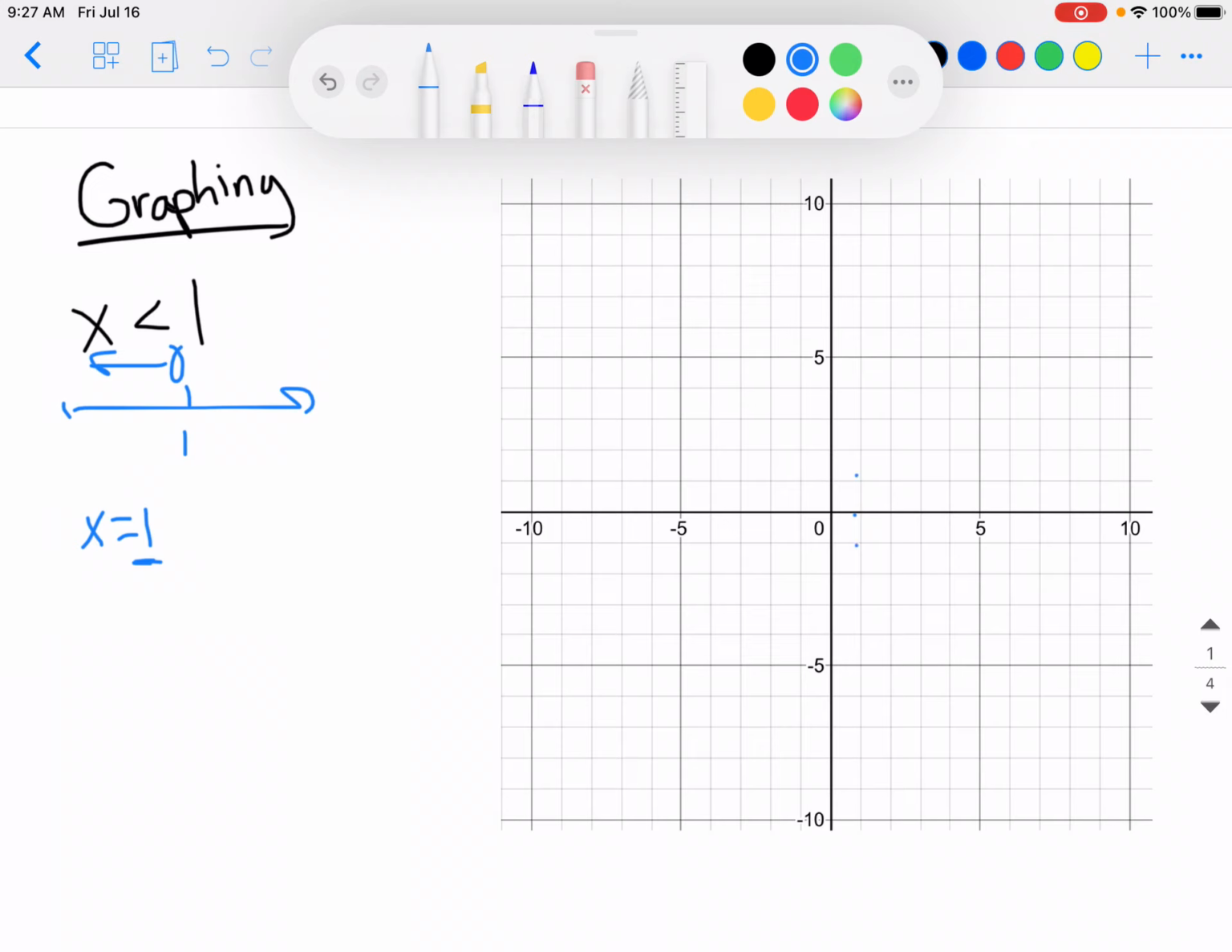Now, before I draw my vertical line, get my ruler out, get it ready to go, I need to take a look at, where'd my ruler go? There he is.